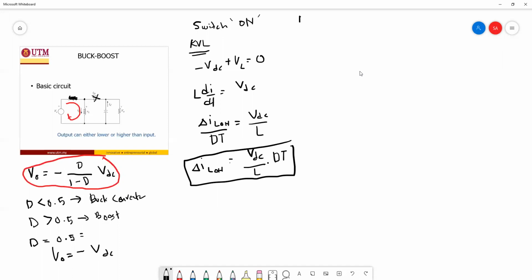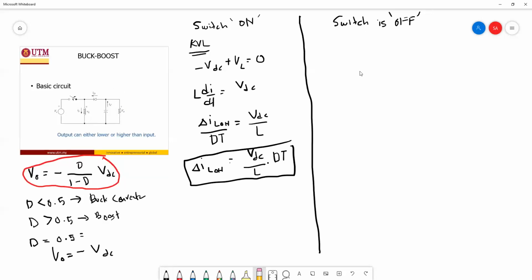And then we move to the condition when the switch is off. What happens when the switch is off? It means the switch is open, so the DC source is now disconnected from the circuit. Now the energy will come from the inductor. The inductor will discharge and flow through the load and go back to the diode. This means that the diode will turn on, and we can represent it as a short circuit.